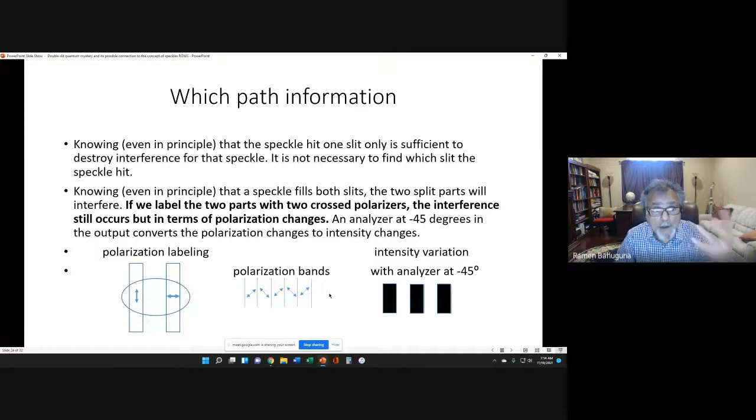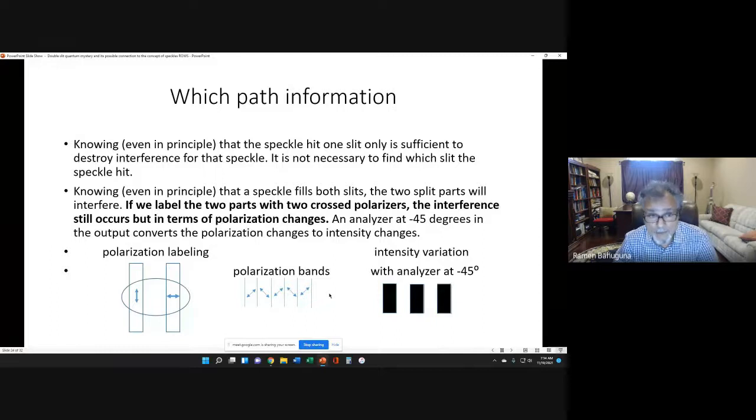Okay. Now, how do you know in principle that the speckle is going to hit only one slit? It's very simple. If your source slit is small, the speckle length will be big. It's most likely going to hit both slits. If you increase the width of the source slit, then the speckle size becomes small. The elongation becomes smaller. It may not hit both slits because it may be smaller than the separation between the double slit.